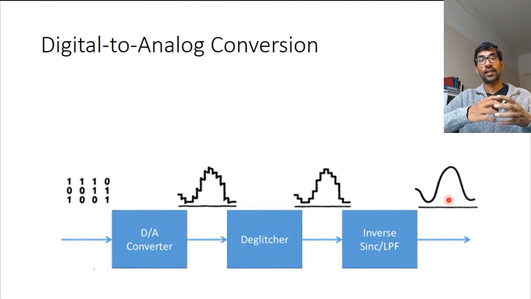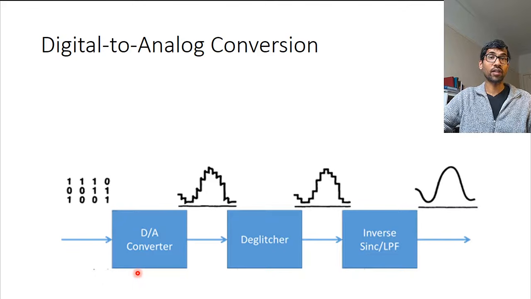So, a digital to analog conversion has three steps. It converts the digital values into analog values and puts in some time information. We usually need a deglitcher or a circuit to remove the spikes and noise which is introduced because of the digital to analog converter. And finally, to smoothen the signal, we use a low pass filter.